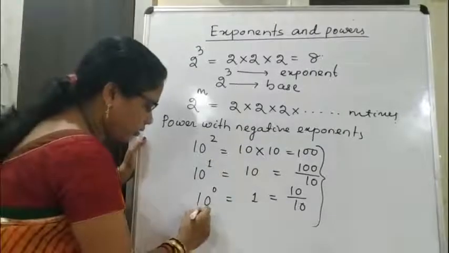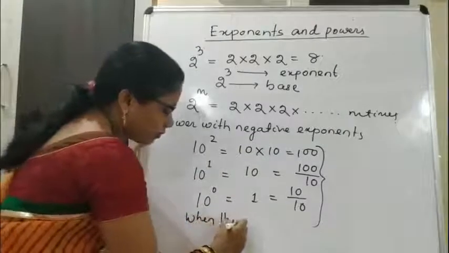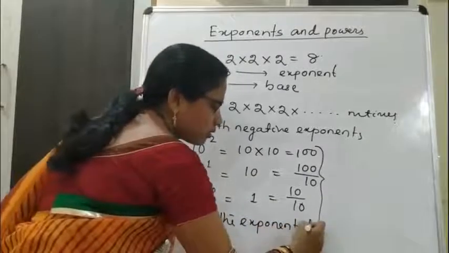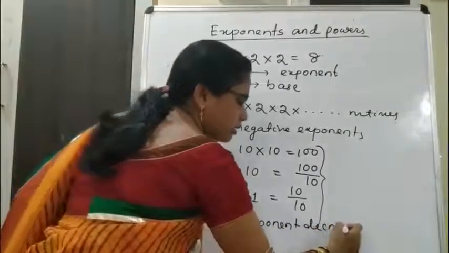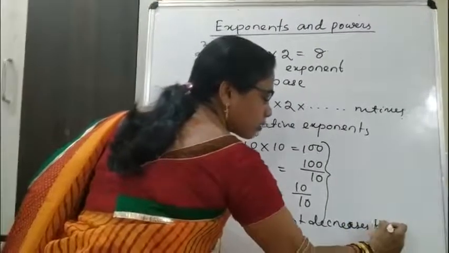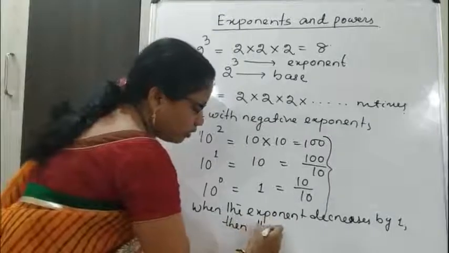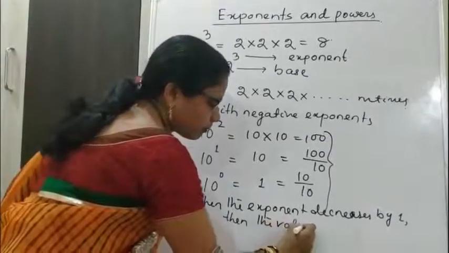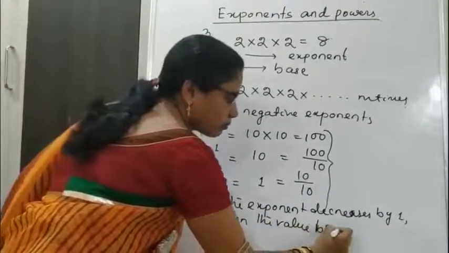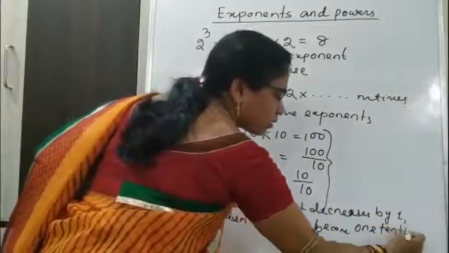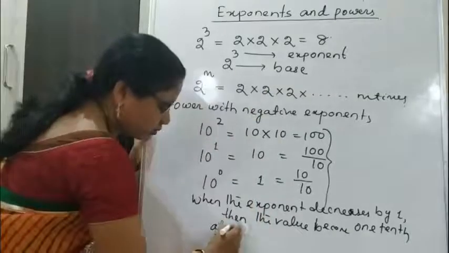So when the exponent decreases by 1, then the value becomes 1/10 of the previous value.